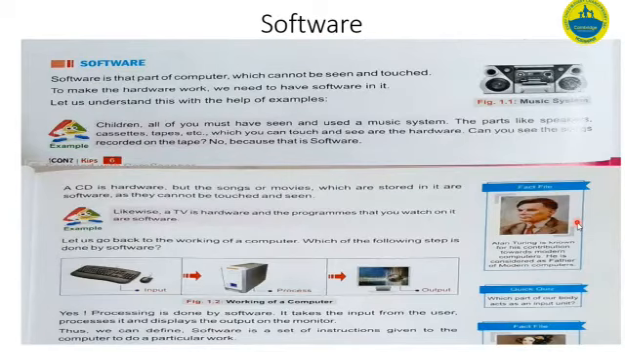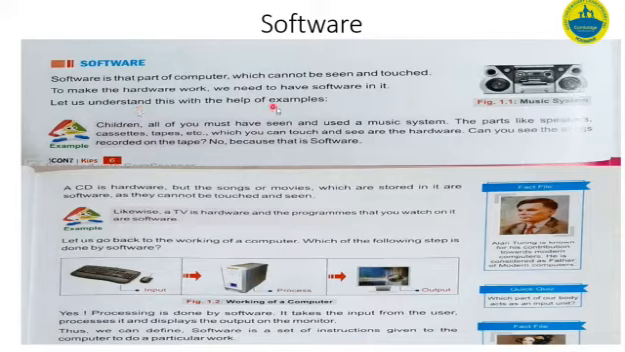Next, we are going to discuss software. Now, what is software? When we discussed hardware, we learned that the parts of the computer which you can touch and see are called hardware. So software is that part of the computer which cannot be seen and touched. And to make the hardware work, you need to have software in it.